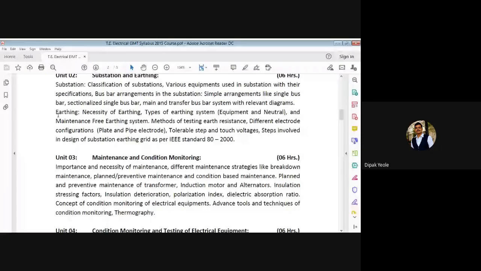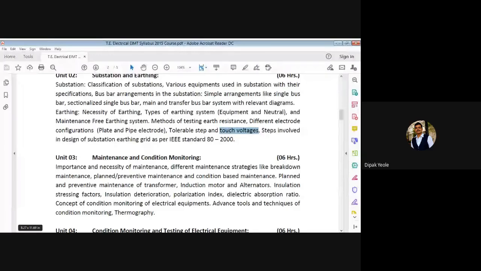Substation and 2B earthing. In the last class we finished two important concepts, that is called the tolerable step and touch voltage. It is also called step voltage and touch voltage. Definitely there will be a question asked: explain the concept of step potential and touch potential.